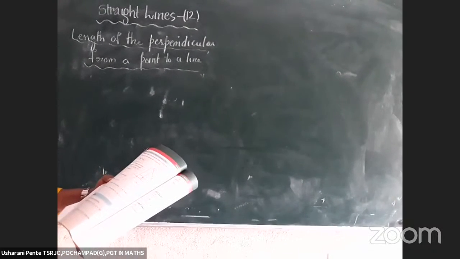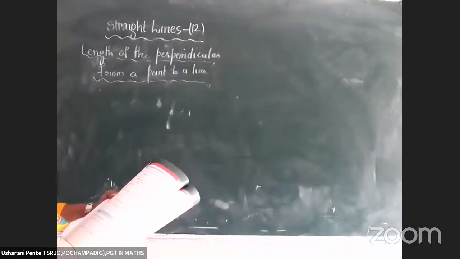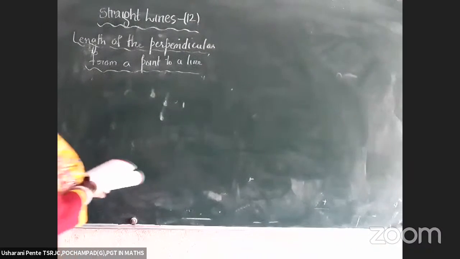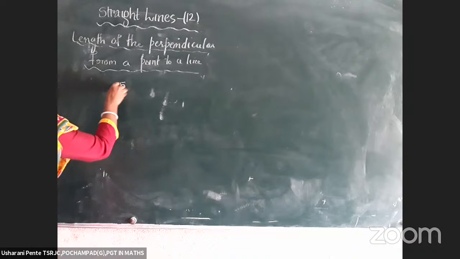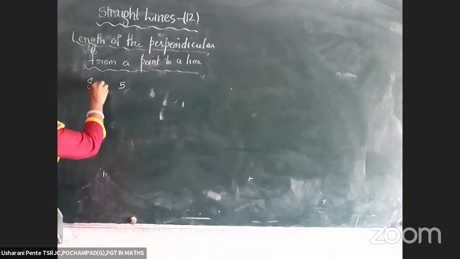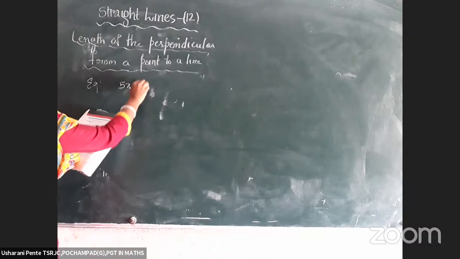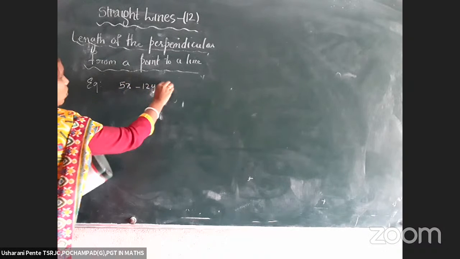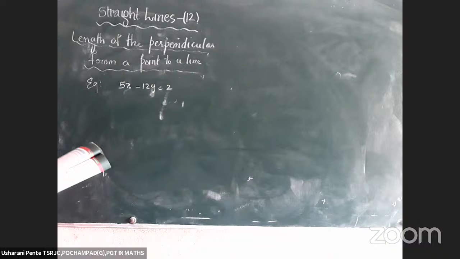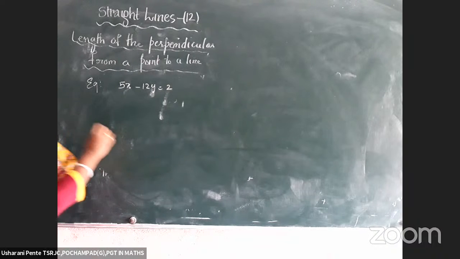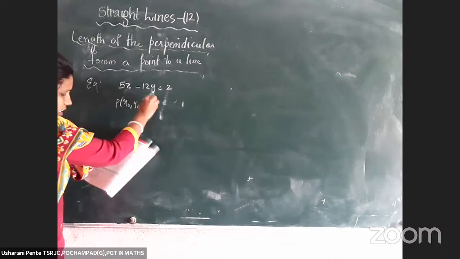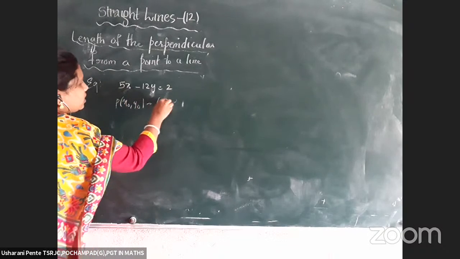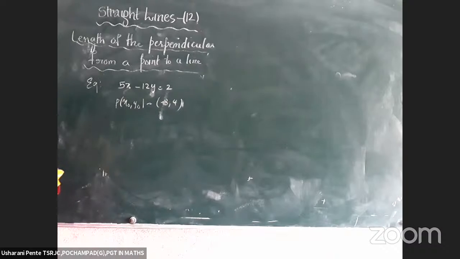What is the straight line they have mentioned here? In the example, we have 5x - 12y = 2, and they have also mentioned the point. What is the point? It is (-3, 4).